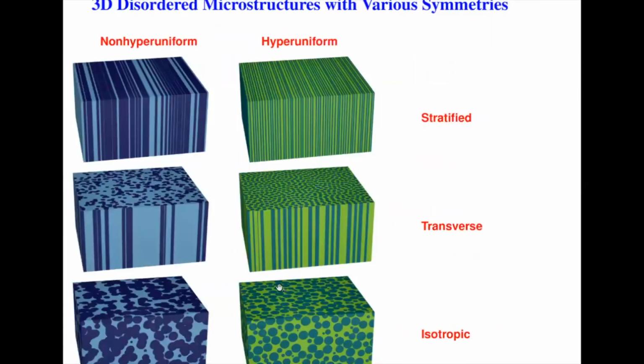Okay. Now here what I'm showing is 3D microstructures with various symmetries. So you might say, well, what does 1D mean? Well, 1D means you have stratified media. So you can show that in one dimension, it's exactly equivalent to 3-dimensional stratified media. And in 2 dimensions, the result d is equal to 2 corresponds to systems in which you have transverse isotropy. And then, of course, in the case of fully isotropic 3-dimensional structures, you have these examples. Now, the ones on the left are non-hyperuniform, these blue ones. The ones in green are actually all hyperuniform ones.